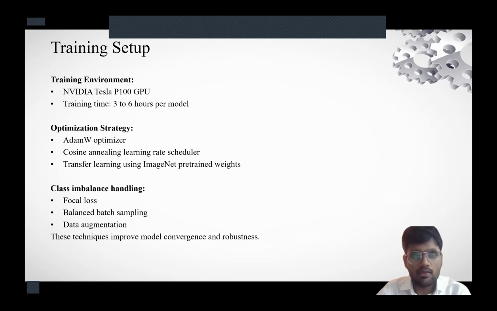The training setup. The models were trained using an NVIDIA Tesla P100 GPU, which is powered by Kaggle, and training each model took about 3 to 6 hours. The optimization process used the AdamW optimizer with cosine annealing learning rate scheduling. Transfer learning from ImageNet pre-trained weights was also applied to improve training efficiency. Class imbalance was addressed using focal loss and balanced sampling techniques.